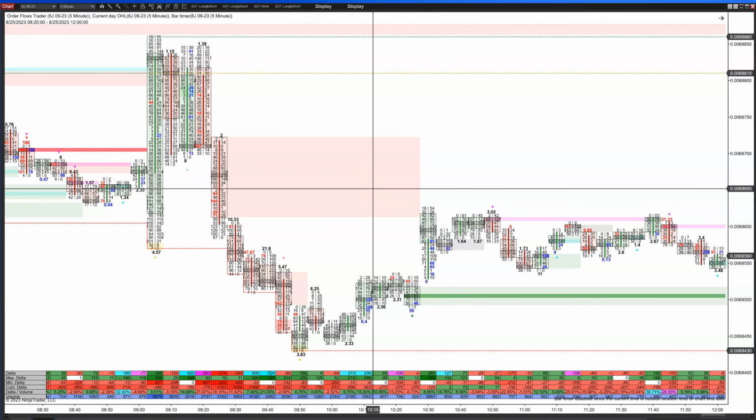All right, so I hope that clears up, or not clears up, but helps you understand how I look at the value areas in relation to order flow.